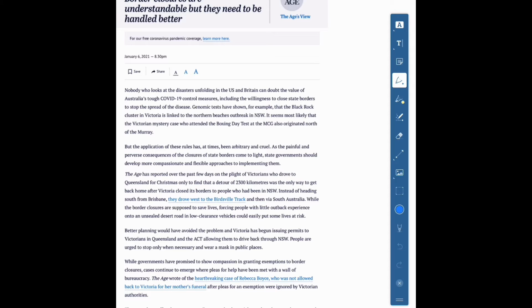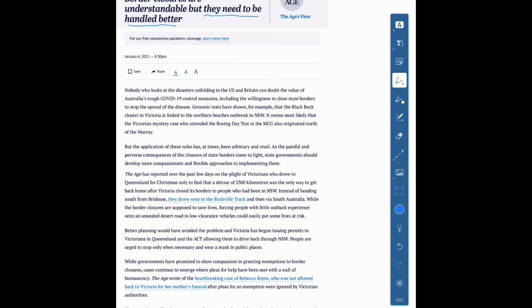Okay, going back to the title of this editorial, border closures are understandable, but they need to be handled better. And what is nice from this title, number 3, is that from the very beginning the author gives the recommendations right at the title. Look at the second half of the sentence. They need to be handled better. They here refers to the border closures.